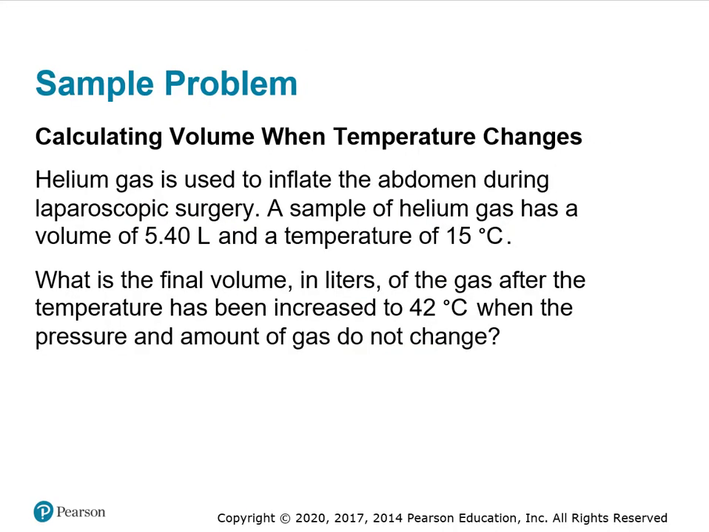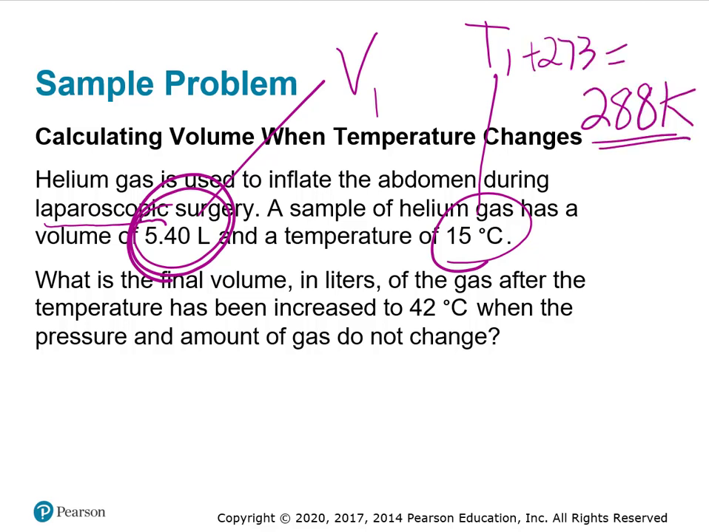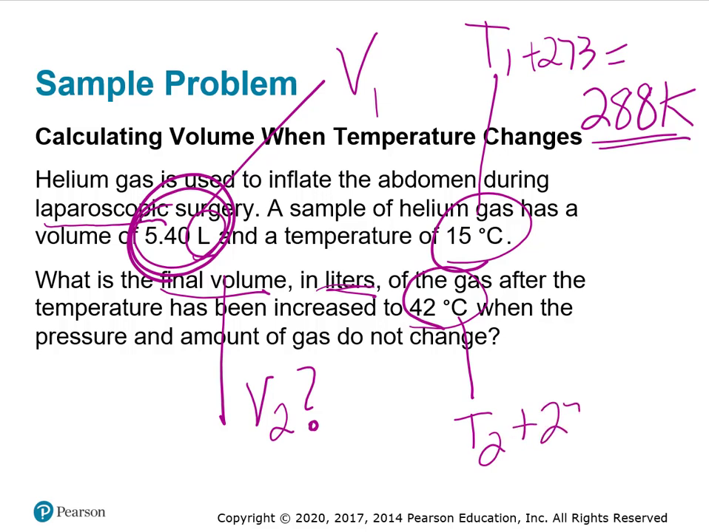Let's do a sample problem. Helium gas is used to inflate the abdomen during laparoscopic surgery. A sample of helium gas has a volume of 5.4 liters, so that's our volume, and it has a temperature of 15 degrees Celsius. Let's do 15 plus 273 to get a temperature of 288 Kelvin. What is the final volume? So I'm going to say V2 question mark in liters. That's good because this is in liters. Of the gas after the temperature has been increased to 42 degrees Celsius. So that's our T2, but let's take that and add 273 as well. That'll give us 315 Kelvin.